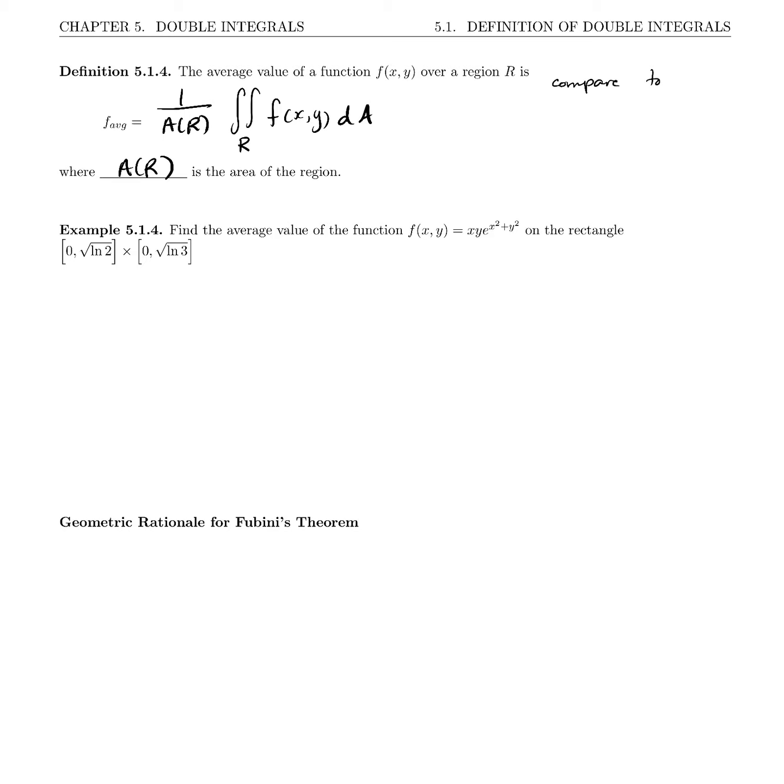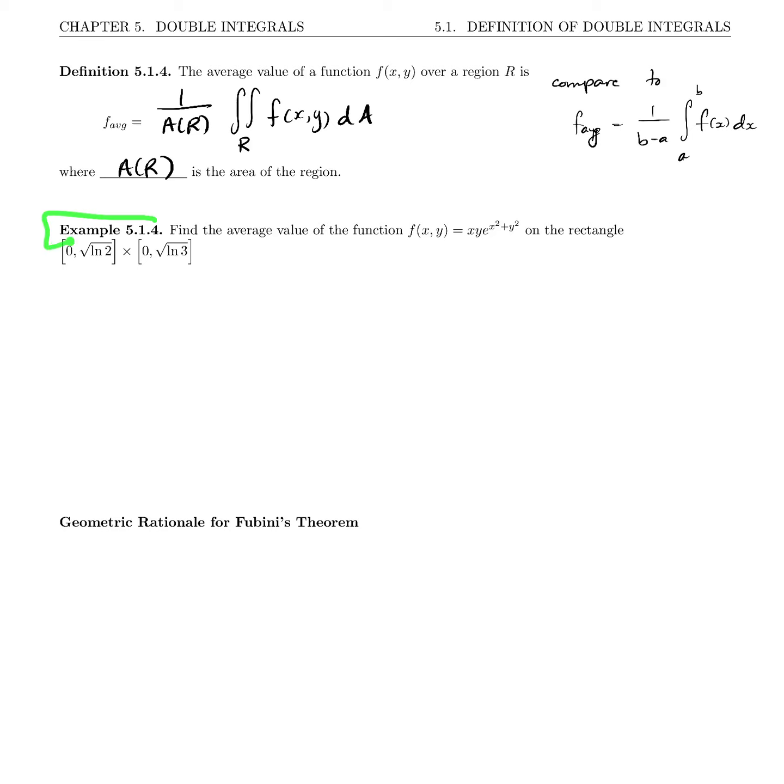to Calc 2, where f average was 1 over b minus a, the integral from a to b of f of x dx. When you had a single variable, this was the length of the interval. Now we have two variables, and so we're up one dimension. We've got an interval in 2 dimensions, which is a rectangle or a region. So the area of the region corresponds to the length of the interval.